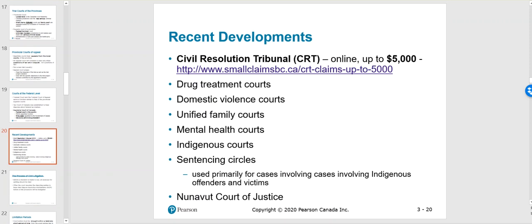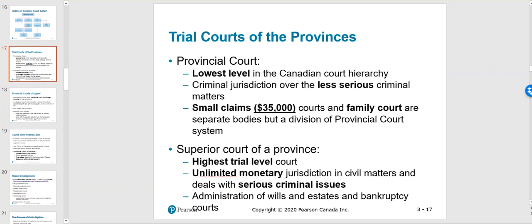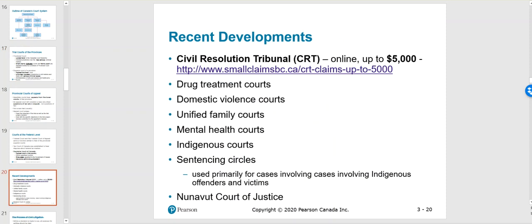We also have the CRT, the Civil Resolution Tribunal. The CRT is actually part of the Provincial Court in BC. And I told you that in BC we have the small claims court, for issues up to $35,000. But they have gone even further. They have created the CRT, the Civil Resolution Tribunal, for matters of up to $5,000. So let's say your friend broke your smartphone and your damage was $500. You don't need to use the small claims court. You can use the CRT, the Civil Resolution Tribunal.